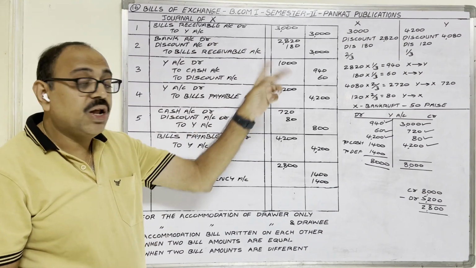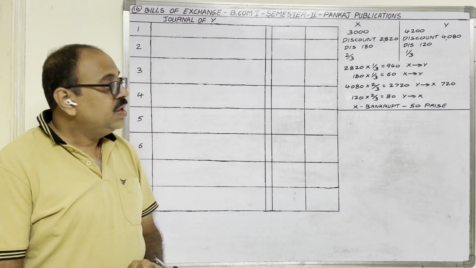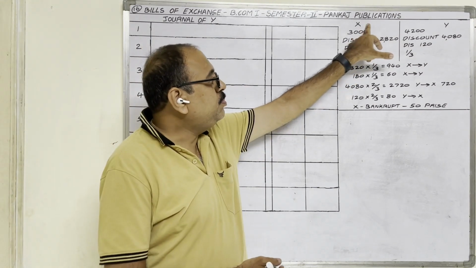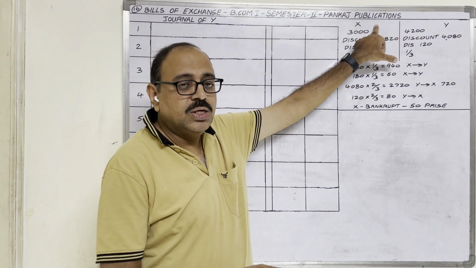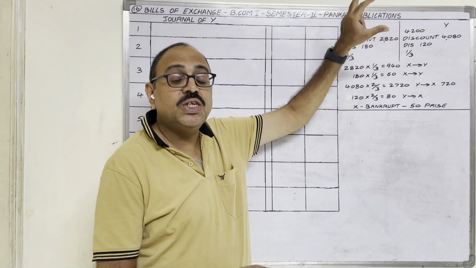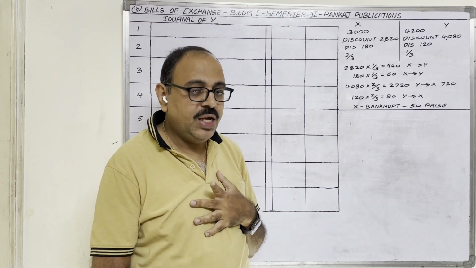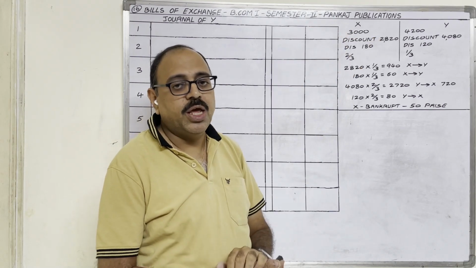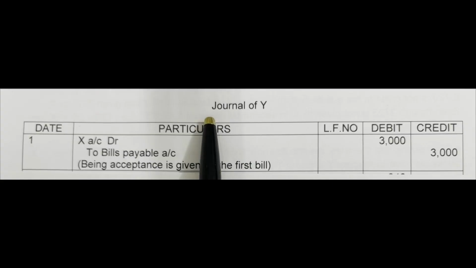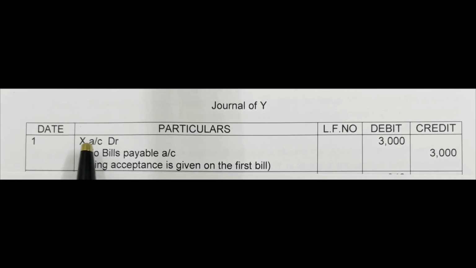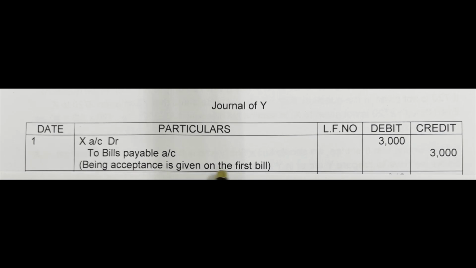Now let us see the journal of Y. Now think from Y's point of view. First what happened? X prepared a bill for 3,000 rupees and Y is giving acceptance. So for the 3,000 rupees bill, Y is a drawee. So for giving acceptance in the drawee's books, the entry is X account debtor to bills payable account. Bill amount 3,000 rupees. Journal of Y. First entry, X account debtor to bills payable account 3,000. Being acceptance is given on the first bill.